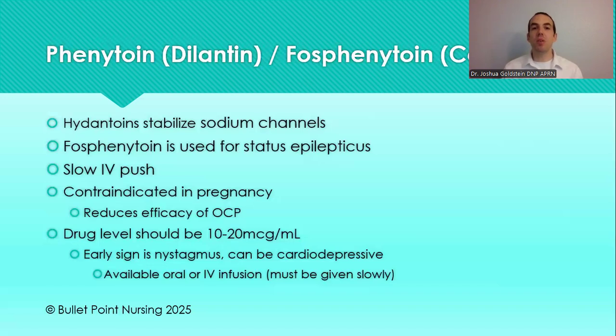The drug level of phenytoin is 10 to 20 micrograms per milliliter. That is a fair test question at the APRN level. An early sign of toxicity is nystagmus. And a big thing to know for test purposes is that this drug can be cardiodepressive, meaning low heart rate and low blood pressure, and it can suppress the cardiovascular system. So be very mindful that you have nursing orders to monitor this patient very closely, specifically their vitals and their cardiac activity. Again, this medication is available oral, that's the phenytoin, and IV infusion, that's the fosphenytoin.